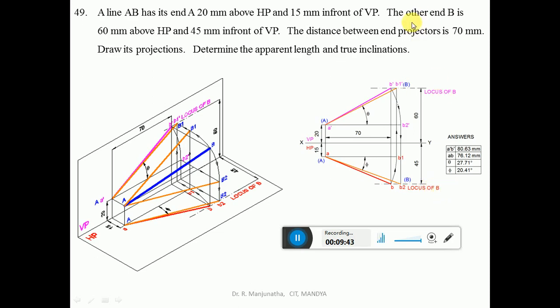Then the distance between the end projectors is 70 mm. The distance between the end projectors of both A and B will be seen in both the vertical plane and the horizontal plane.